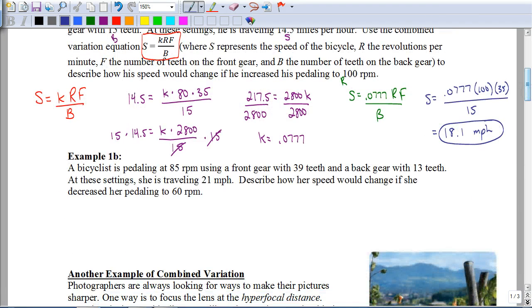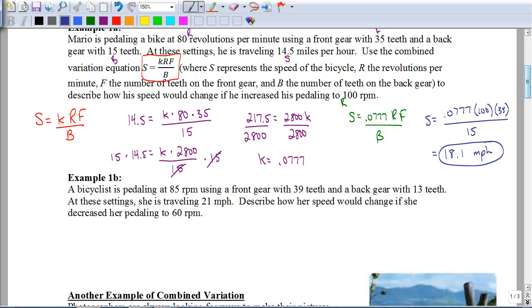Okay, why don't you guys take a minute and see if you can't solve this one. You're using the same general equation, that S equals K times R times F, all divided by B. So why don't you guys take a minute to see if you can solve that. So why don't you go ahead and press pause and hit play when you're ready to check your answer.